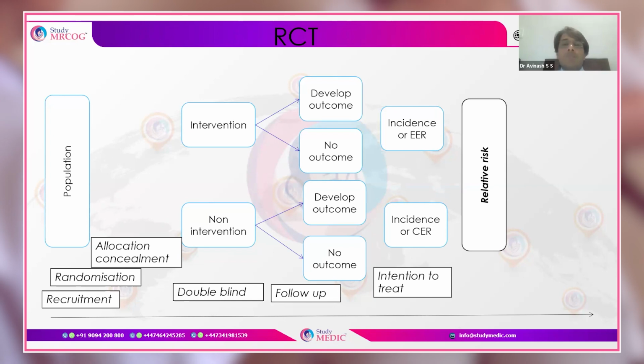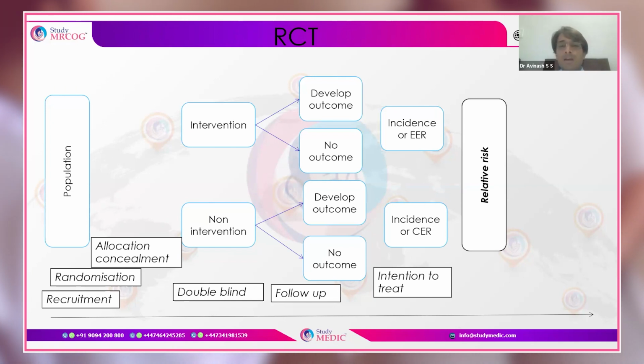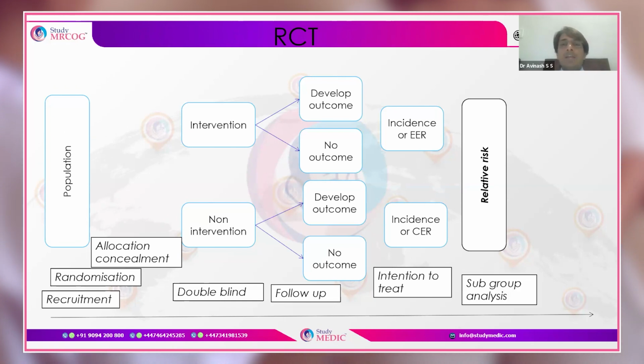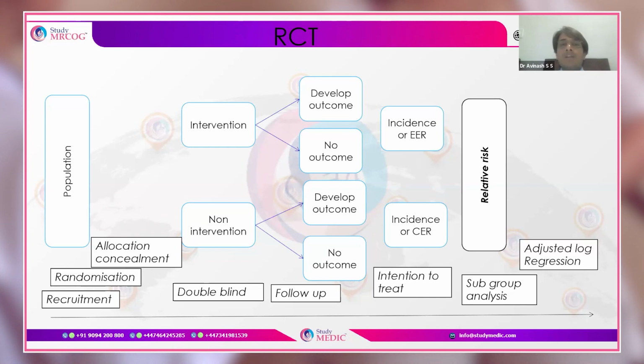If we remove those who are lost to follow-up for various reasons and then calculate the relative risk, it is called per-protocol analysis. Then we can do subgroup analysis based on those who develop the disease. We may subgroup them into smokers or non-smokers, chronic alcoholics or non-alcoholics, and then do the subgroup analysis. Also, the effect of one confounder on the other can be adjusted by using adjusted logistic regression.